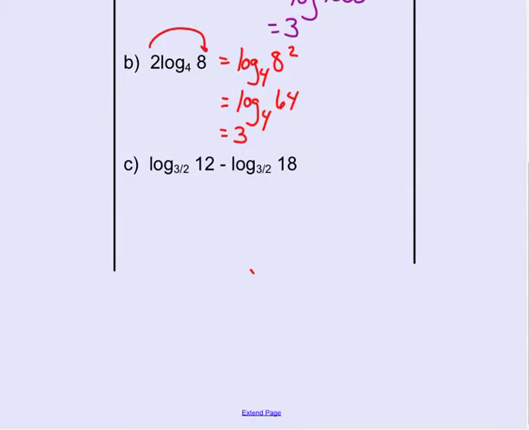Last example on this page, we've got subtraction. When we condense that, we condense it to division. So we've got log base 3/2 of 12 divided by 18. We still can't calculate that exactly, so I'm going to simplify my fraction to 2/3. And now we think, 3/2 to what power equals 2/3? So what power will flip my base? And that's a negative exponent. So log base 3/2 of 2/3 equals -1.